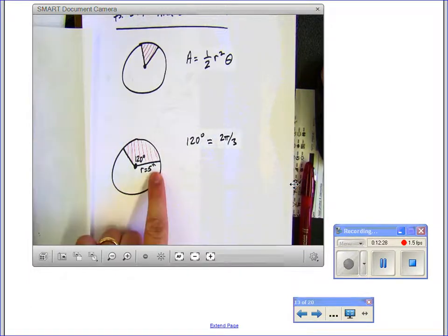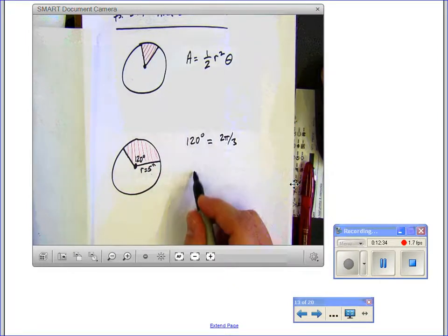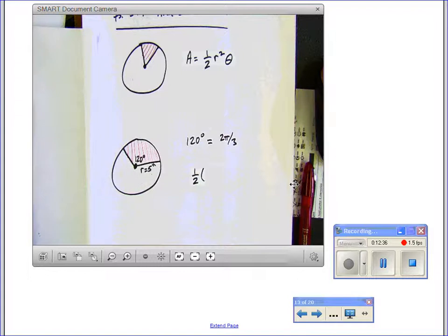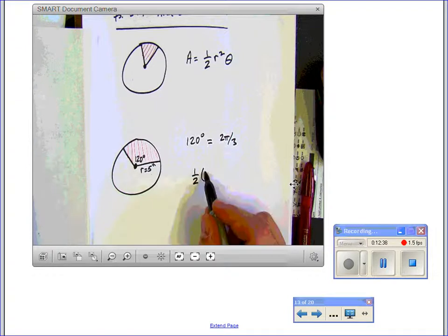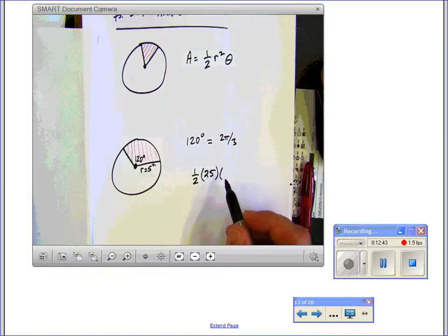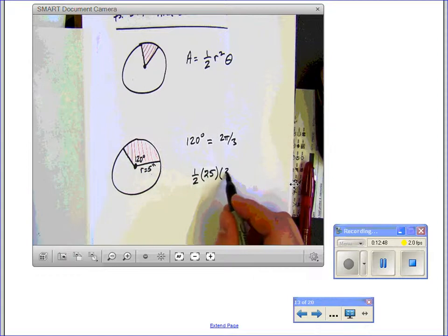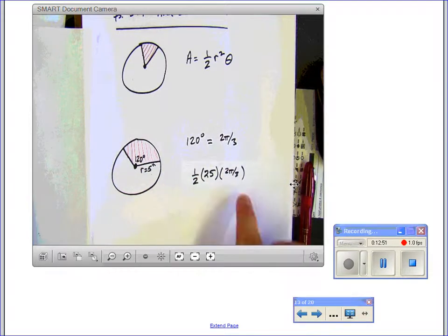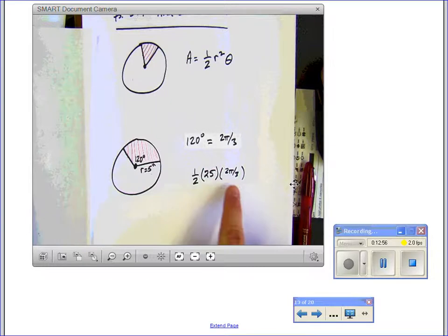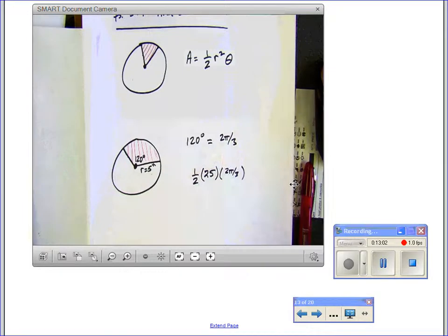5 inches. Okay. Now, let's put in our formula here. 1/2 times, what would my radius squared there be? 25. Okay. Now, we're not going to say 120. We're going to say 2 pi over 3. And that doesn't even have to be in terms of pi. If you were converting 130, you could give it in the form of a decimal. You just have to be sure to use all the decimal places like we always do with the answer function.